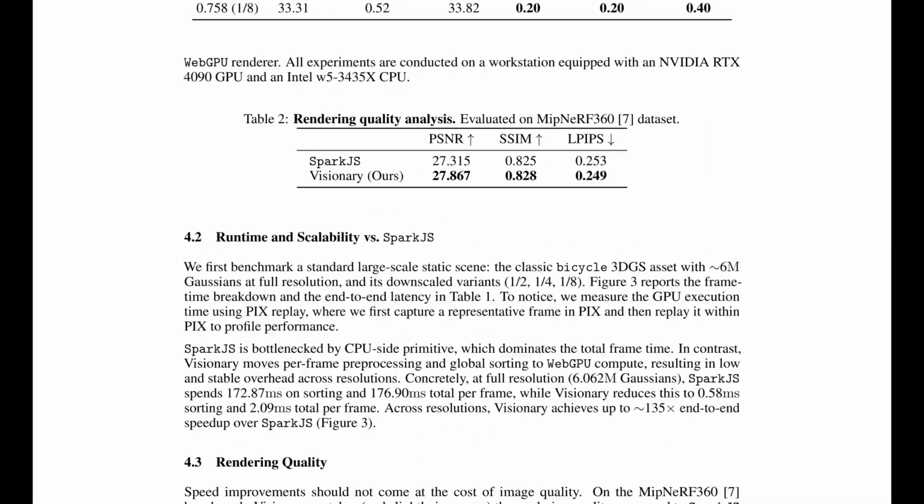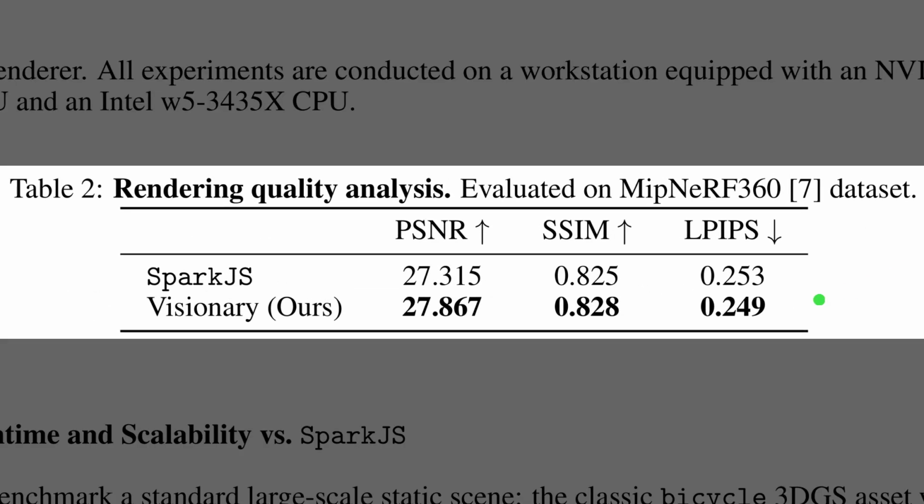This table shows that Visionary keeps image quality at least as good as Spark.js, despite its massive speedup. The comparison uses the MipNeRF 360 dataset and reports three standard metrics: peak signal-to-noise ratio, structural similarity, and LPIPS, which measures perceptual difference between images. Visionary scores slightly higher on peak signal-to-noise ratio and structural similarity, so reconstructions look cleaner and more consistent. It also achieves a slightly lower LPIPS value, which means renderings appear a bit closer to the ground truth, to human perception.